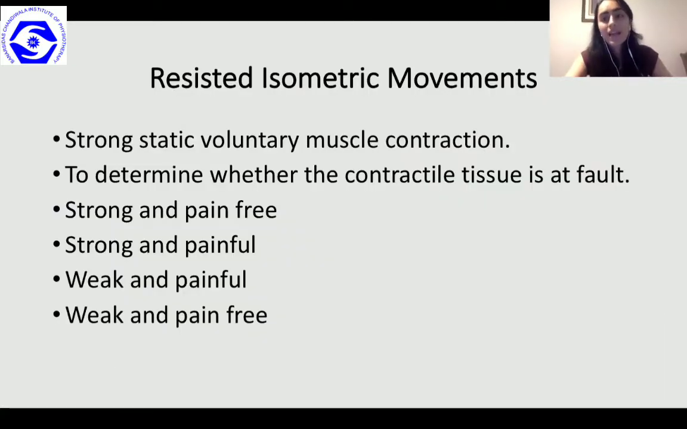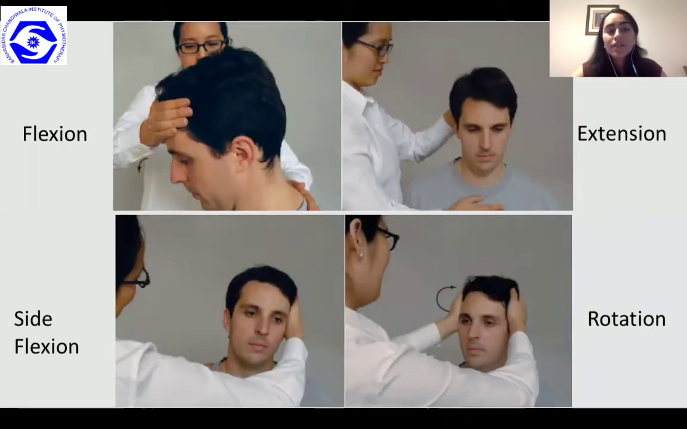So what happens is that, say, if we are doing the cervical, in this slide, we'll be doing the resisted isometrics for cervical flexion. So I'll just hold the patient's head and ask him to do an isometric contraction. I'll just tell him, do not let me move you, and I'll apply a pressure backward, and the patient will try to forward flex, which our resistance will not allow him to do. And the same way we will apply pressure here for extension, here for side flexion, and here for rotation. So we will notice how the contraction is, and we'll ask the patient how he's feeling.